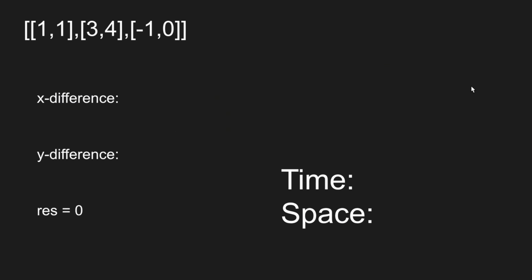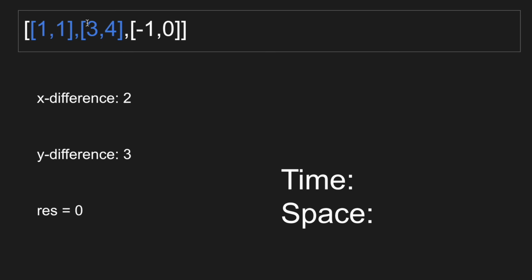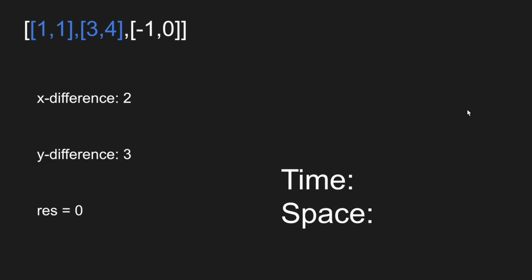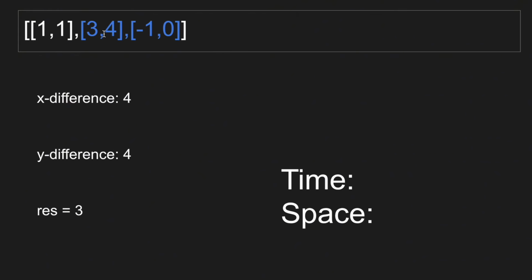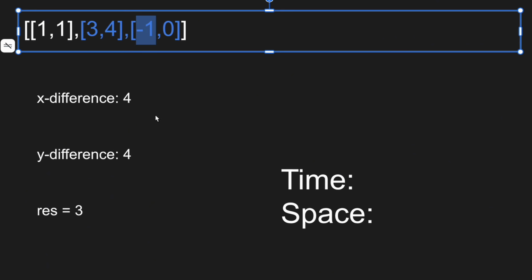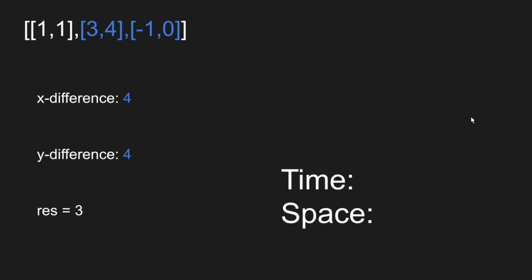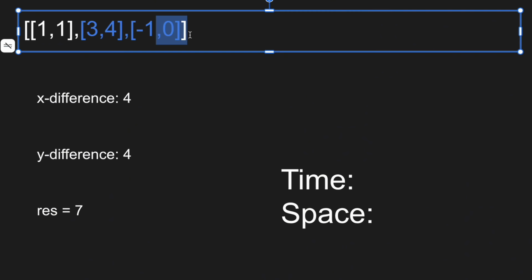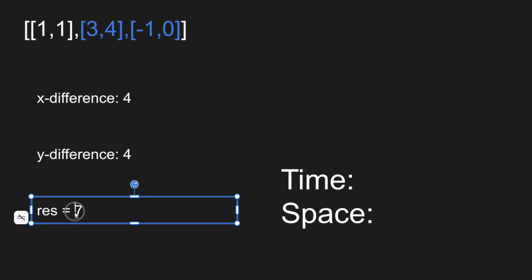So let's go over this example real quick. The difference between x is 2, difference between y is 3, y is larger so we add 3 to result. Move on to the next one. The difference between x would be 4, and the same would be for y. So we can select either and we will add 4 to result. And now that we have come to the end, we can return 7 as the resulting time.